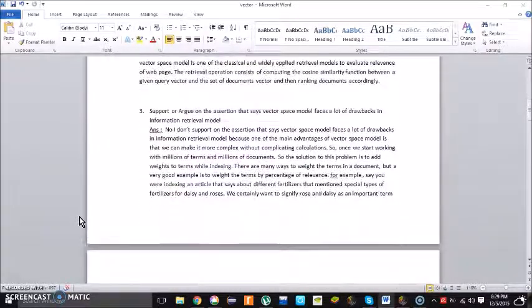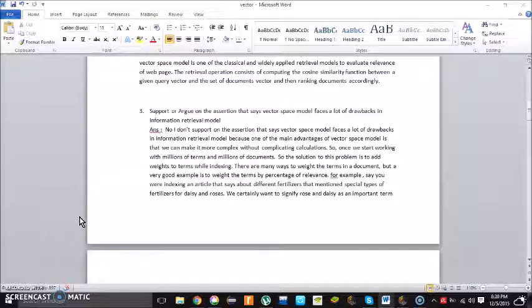Number 3. Support or argue on the assertion that says the vector space model faces a lot of drawbacks in the information retrieval model. For this question, no, I don't support the assertion that says the vector space model faces a lot of drawbacks. Because one of the main advantages of the vector space model is that we can make it more complex without complicated calculations. So when we start working with millions of terms and millions of documents, the solution will be to add weights to terms while indexing.